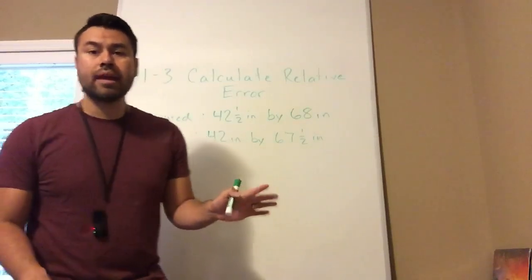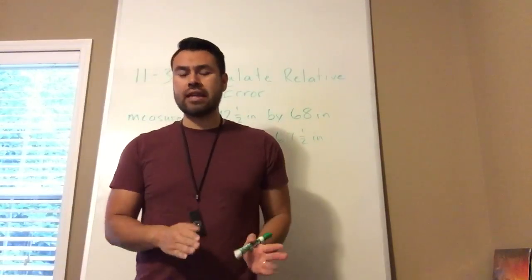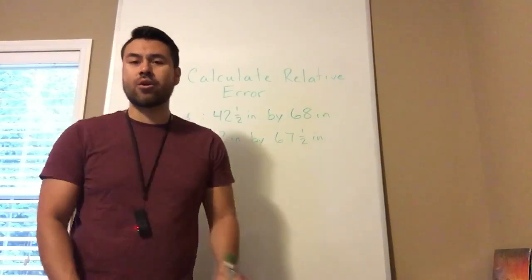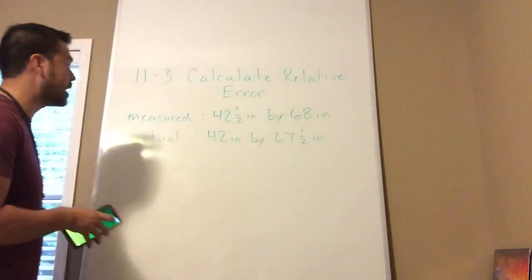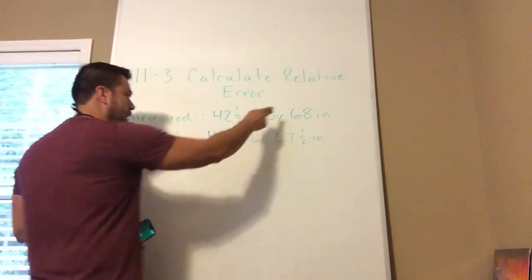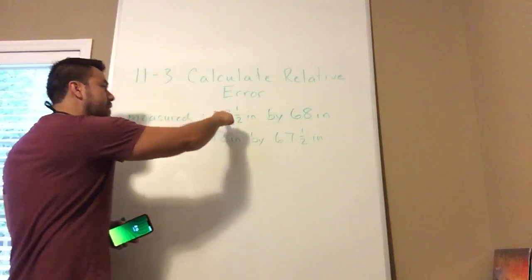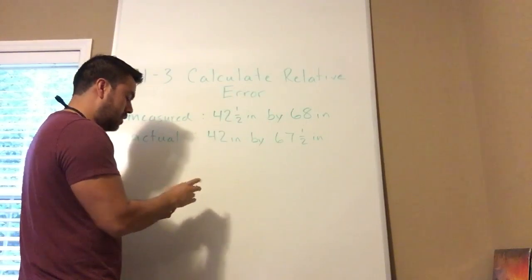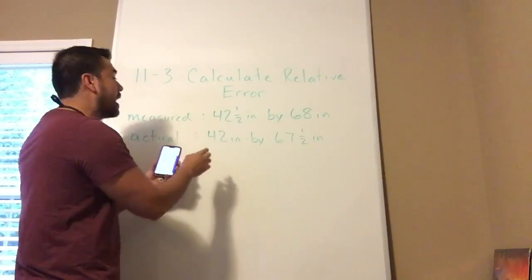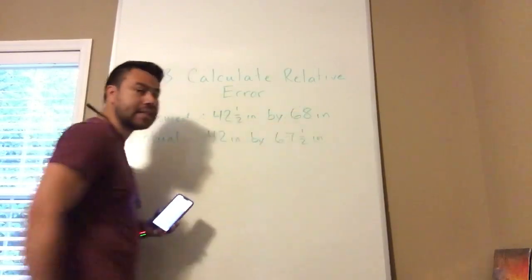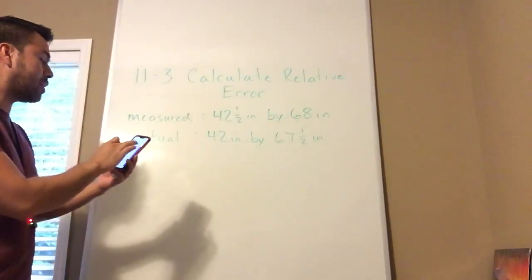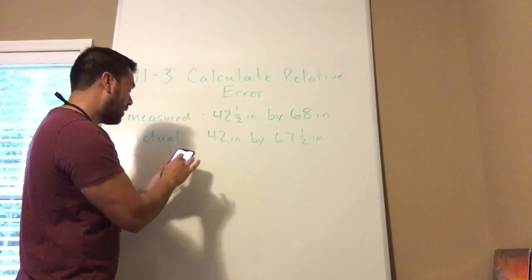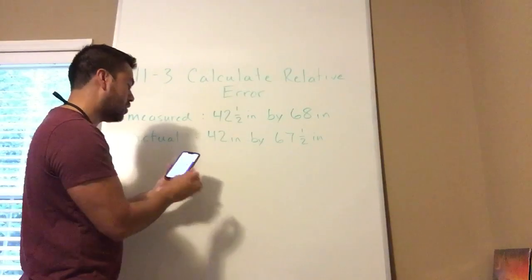In the last problem, it just gave you one measurement for the measured, one for the actual. In this one, you're trying to find the percent of error for the area. So my first step is not to compare these two numbers and these two numbers. I'm going to find the area of this. It looks like a rectangle because of the numbers that they gave me. So the area of this rectangle, I have to do 42.5 times 68 first, and you can do that in your calculator.